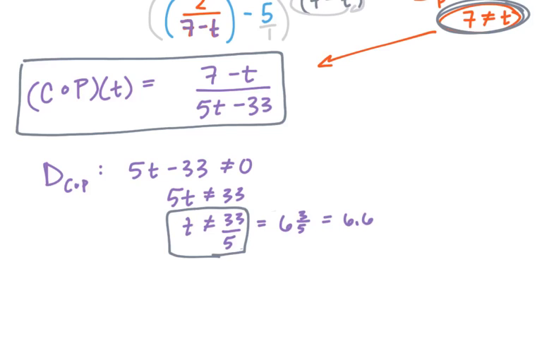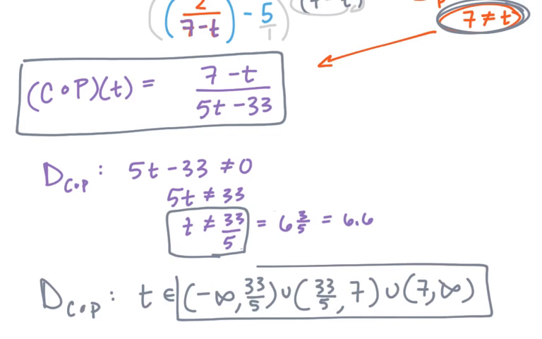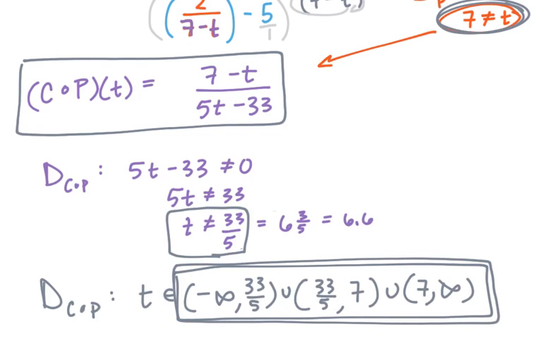So we have to leave out two values. That means the domain for C of P is going to be any t value such that we go from negative infinity to 33 over 5, union 33 over 5 to 7, union 7 to positive infinity. That would be our end result there for finding the domain.